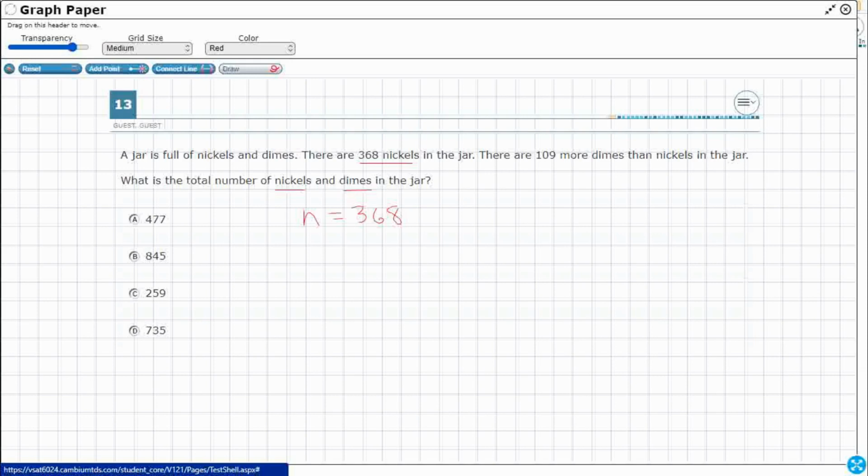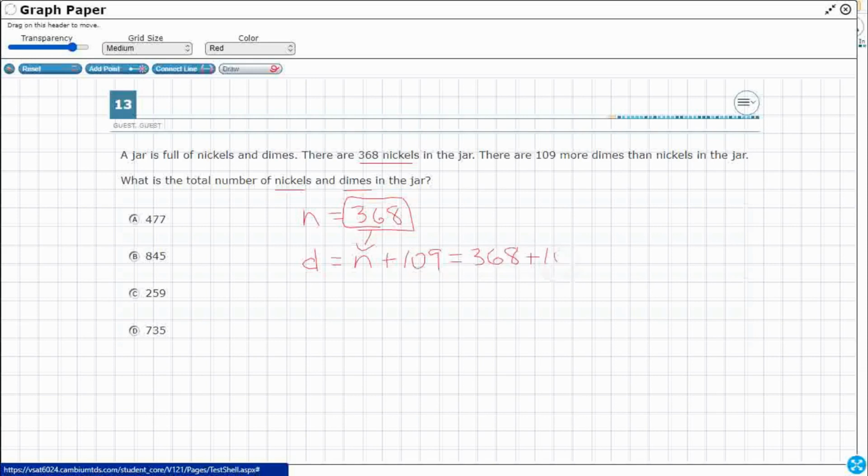So let me show you how that is represented here. My dimes equals whatever my nickels are plus 109, because that's exactly what this says. There are 109 more dimes than nickels. So I take my nickels, add 109, that gets me my dimes. Well, thankfully, I already know what my nickels are. My nickels are 368.